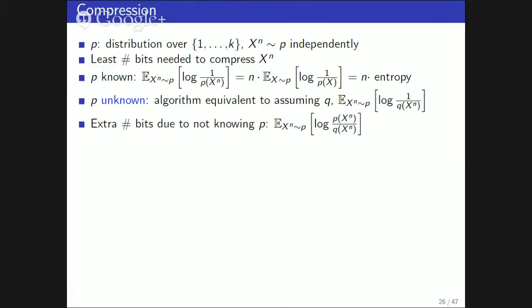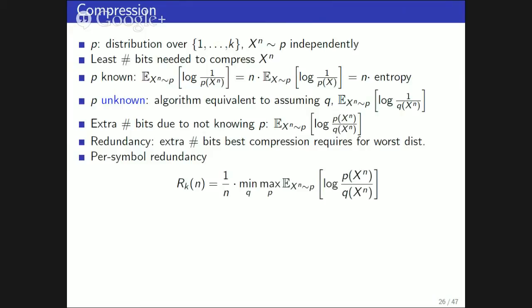because you don't know p, is the difference between this larger number, and the best you can do, which is the expected value of log of p over q. And this is called the redundancy. It's the extra number of bits that the best compression algorithm requires for the best distribution. Are we good?